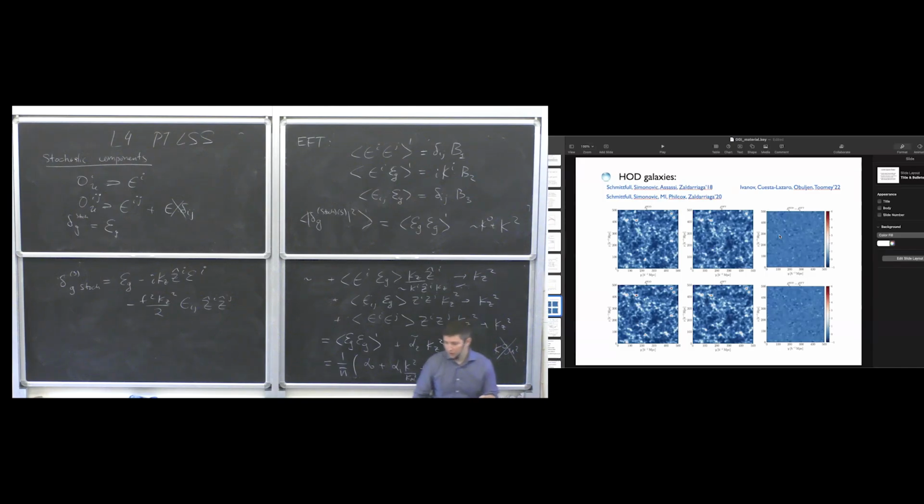In this particular case, I'm comparing against the HUD simulation, and you can see that the EFT results on large scales match, basically perfectly, the full simulation result. That tells you that not only does the EFT predict well the correlation functions, it also predicts well the entire density field.